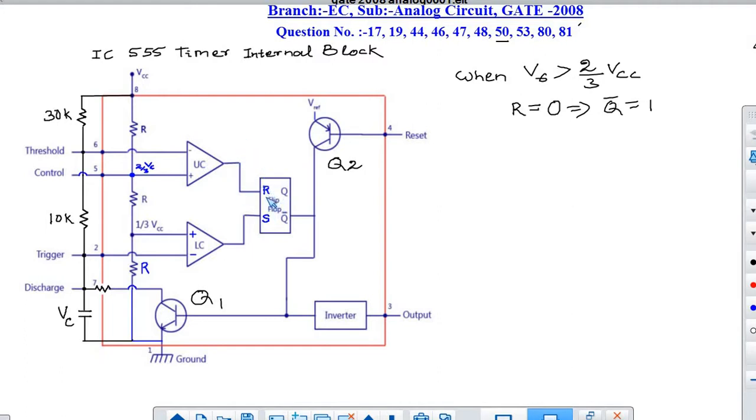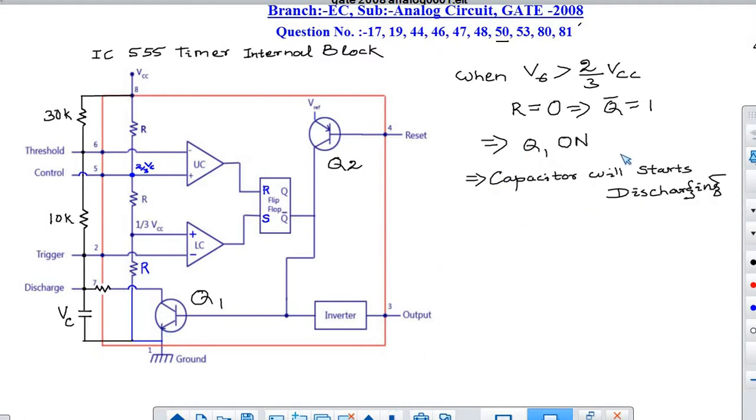So the reset pin R of the SR flip-flop will be at 0, which implies the Q bar will go high. Once Q bar goes high, it means the Q1 transistor will be on. Once the Q1 transistor is on, the capacitor will find a path to discharge. So the capacitor will discharge across this Q1 transistor.